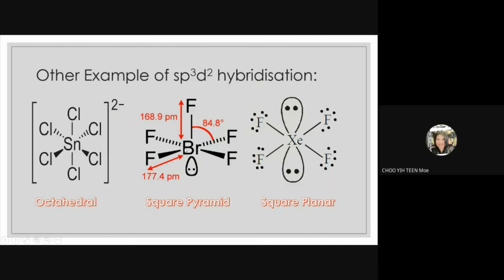Now, why do bromine pentafluoride and xenon tetrafluoride look different from the octahedral shape over here? Can somebody give me the answer? Yes, it is due to the presence of lone pairs of electrons. Bromine as a center atom has 7 valence electrons. To bond with 5 fluorine atoms, you use 5 electrons in bonding pairs. 7 minus 5, you have 2 electrons left. These 2 electrons will exist as a lone pair of electrons.